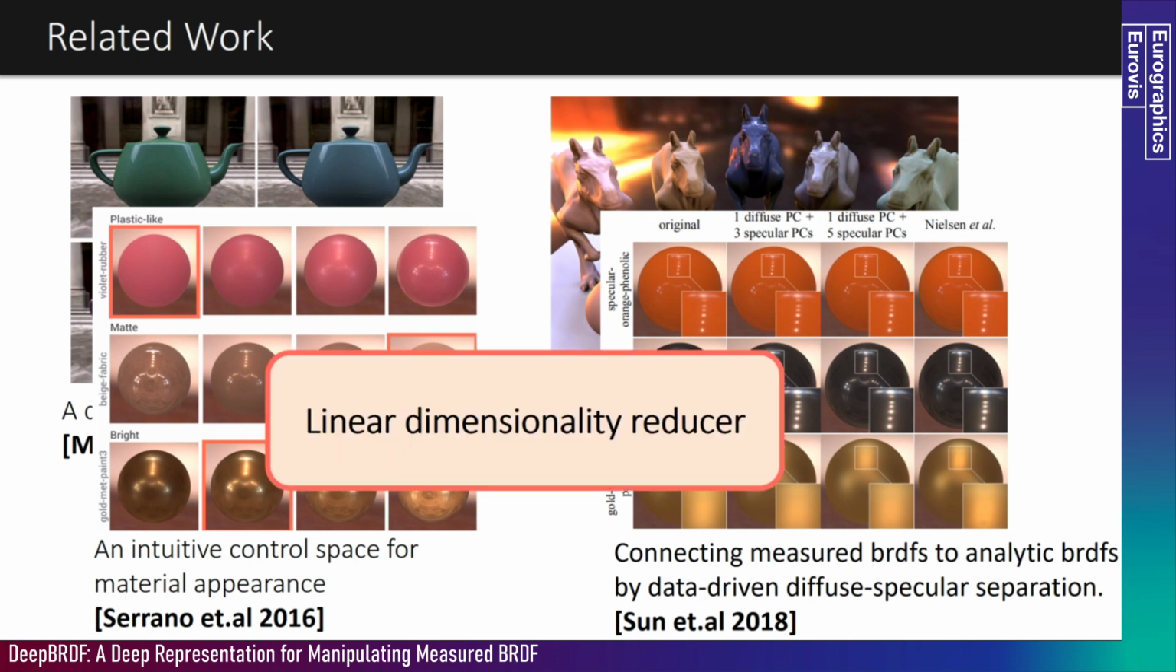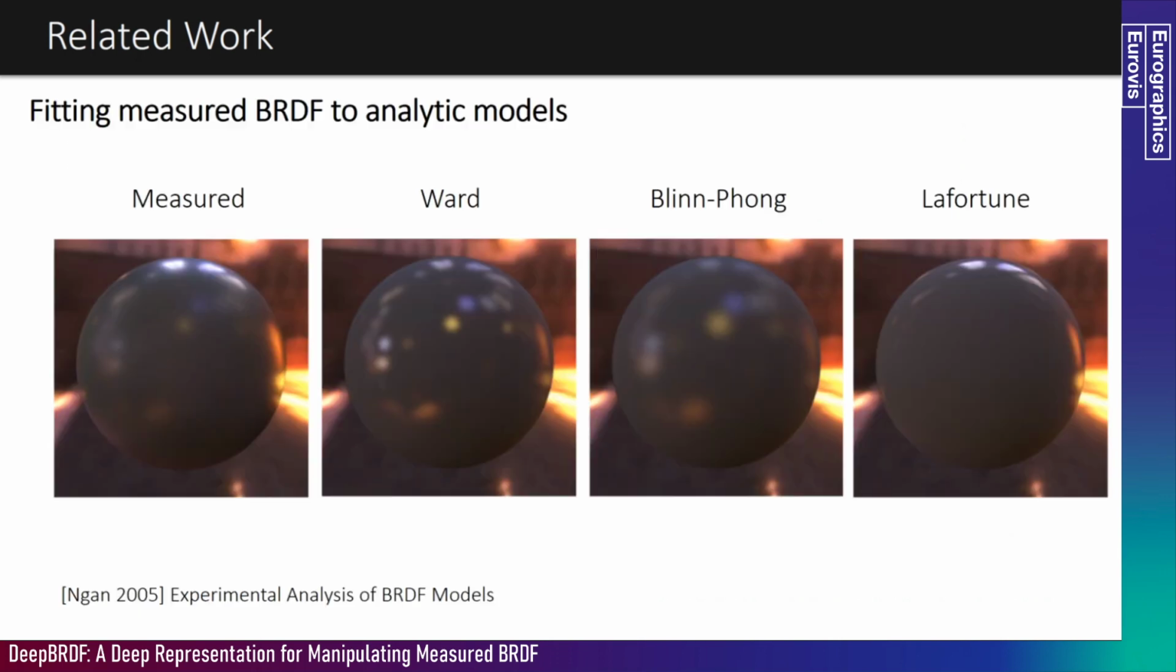However, these previous works all apply linear dimensionality reducers to measured BRDFs, which is efficient but requires a large number of components to reproduce the original BRDF with high fidelity. Another widely used strategy to lower the complexity of measured BRDFs is to fit the data to simpler analytical models. For instance, we can fit measured BRDF data to some famous analytical models, such as the Ward model, the Lafortune model, or the Blinn model.